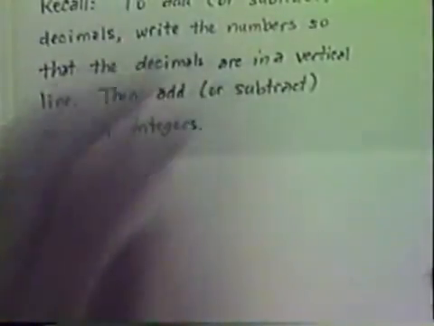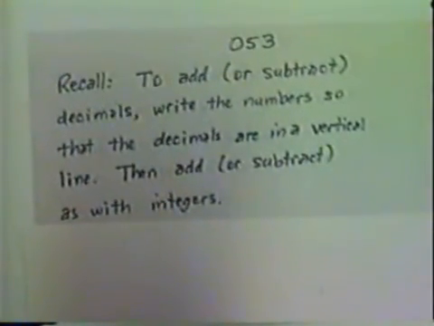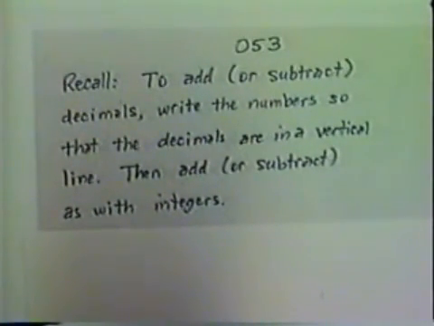With decimals, let's recall that to add or subtract decimals, we write the numbers so that the decimals are in a vertical line. Then we add or subtract as with integers. So let's look at some examples.